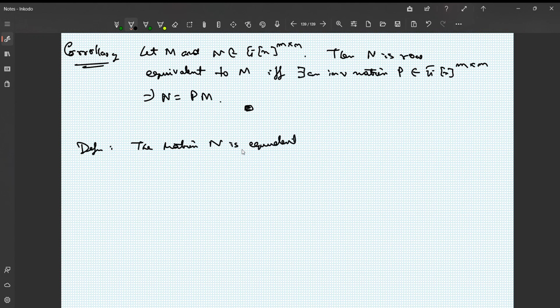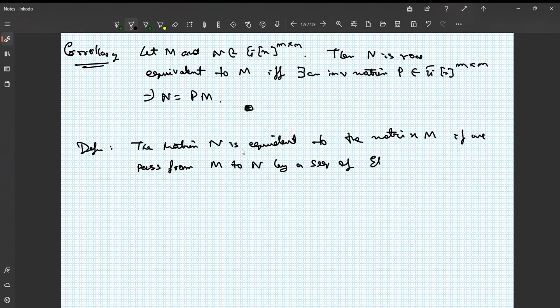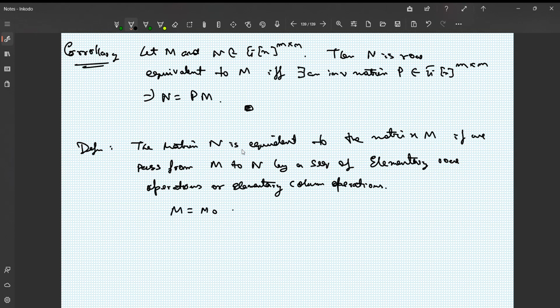Okay. So, definition: the matrix N is equivalent to the matrix M if we pass from M to N by a sequence of elementary row operations or elementary column operations.